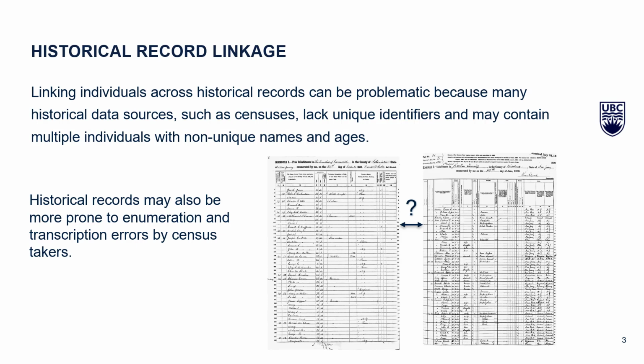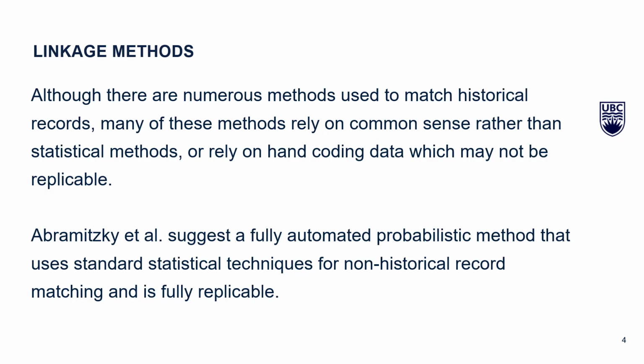Historical records also tend to be prone to enumeration or transcription errors caused by human census takers or data entry personnel. It is very common to find spelling errors or other human error throughout a historical dataset. There has actually been a fair amount of research into this area, and there are numerous methods used to match historical records, although many of the methods rely on common sense matching rather than formal statistical methods. Or they tend to rely on hand coding, which is long and tedious and may not be fully replicable.